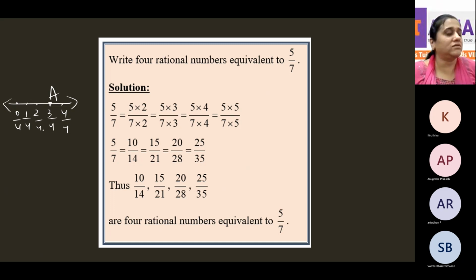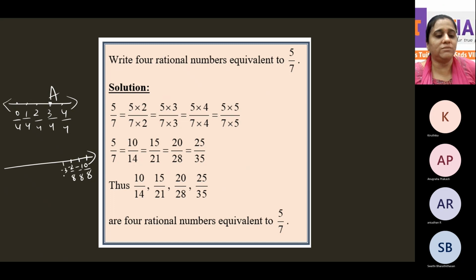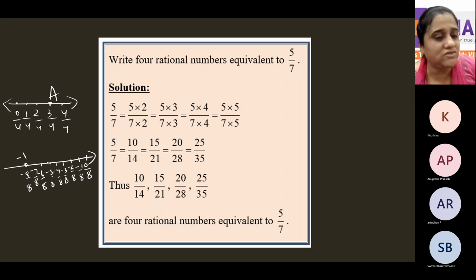Now supposing minus 7 by 8. So what will you do? 0 by 8, minus 1 by 8, minus 2 by 8, minus 3 by 8, minus 4 by 8, minus 5 by 8, minus 6 by 8, minus 7 by 8, minus 8 by 8. What is minus 8 by 8? This is only minus 1. So this is minus 7 by 8. The point A on the number line represents minus 7 by 8. Correct?